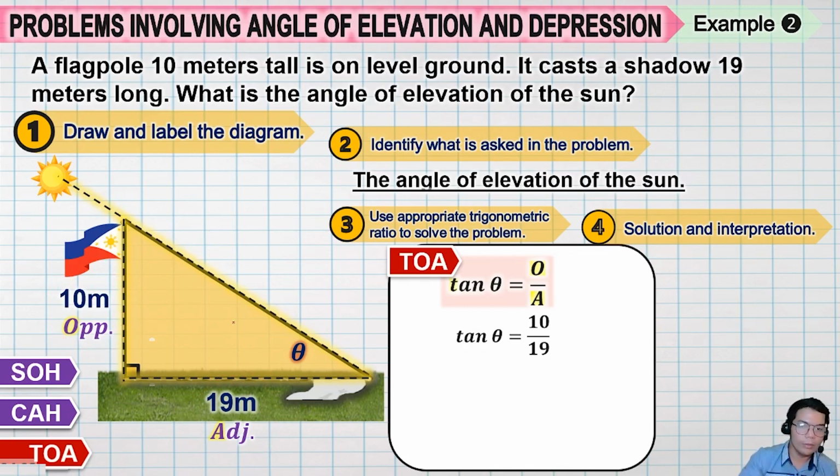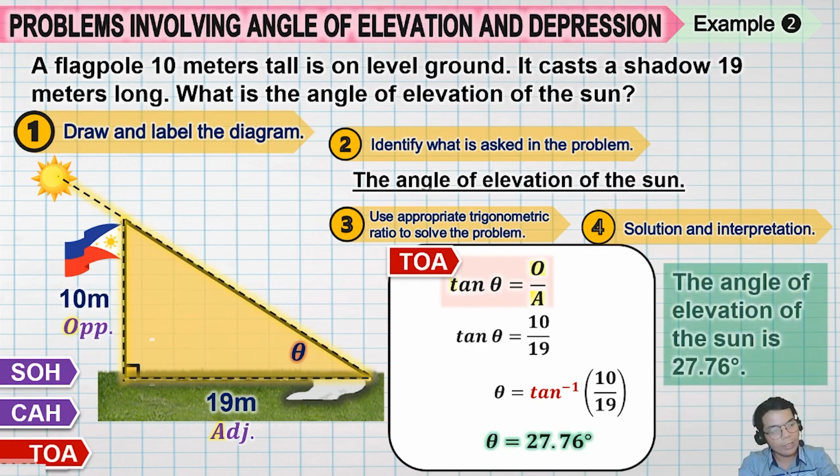Yan. So, if you want to solve for the value of the angle, di ba, nililipat natin siya sa kabila. So, it's gonna be tangent raised to negative 1. Sa inyong calculator, shift tangent para mapalabas yan. So, arctangent 10 over 19 is gonna be equal to 26.76 degrees. Therefore, that is the angle of elevation of the sun. Gets po?